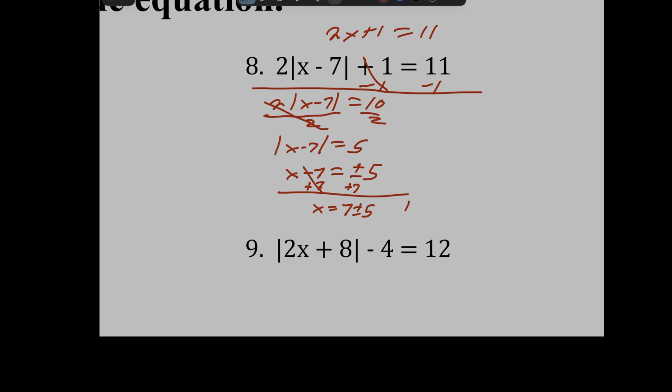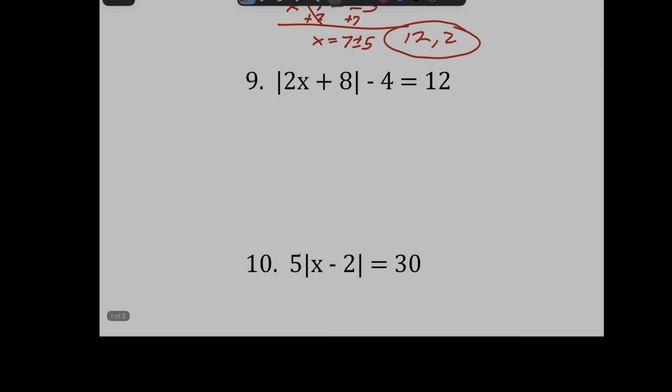What's 7 plus 5? 12. What's 7 minus 5? 2. Those are your answers. I'm going to finish the rest of the problems like that and see how comfortable you feel with that, okay? So now on this one, I want to get the absolute value by itself, so I'm going to add the 4 to both sides.